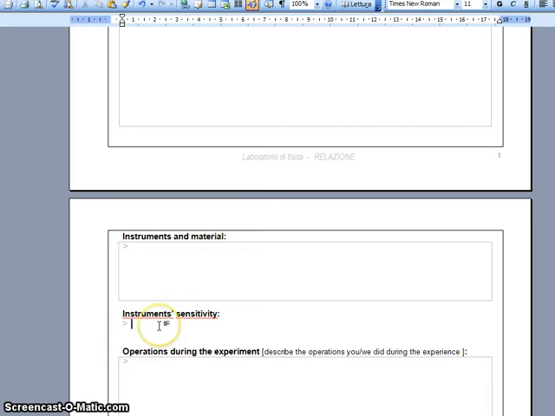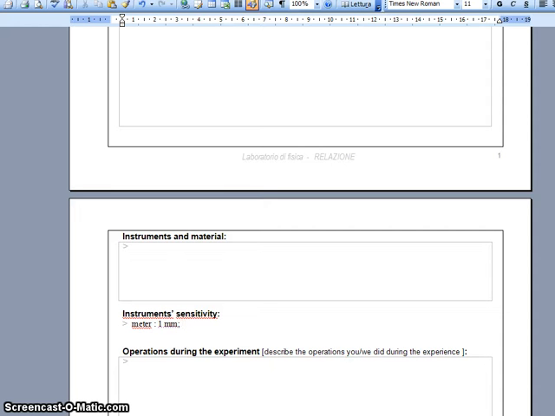Here we have to speak about the sensitivity. For instance, the meter we used had a sensitivity of 1 millimeter, because it is the smallest part we are able to measure with this instrument.